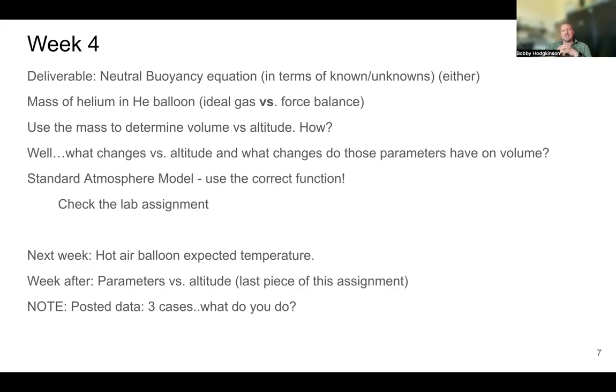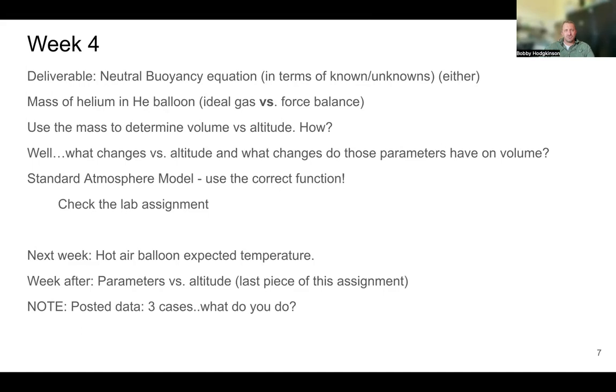Now, it's important to understand that the standard atmosphere model is just a model. The conditions today are very likely different than what they would be in the standard atmosphere model. That's okay. We're just going through the exercise of pulling information from some other source and applying it to what we want to look at. And that's how these different parameters that we're interested in, so the hot air temperature and the volume of the helium balloon, would change if we had this balloon at different altitudes.